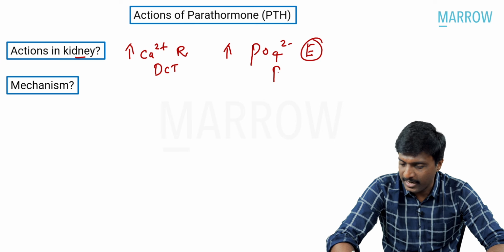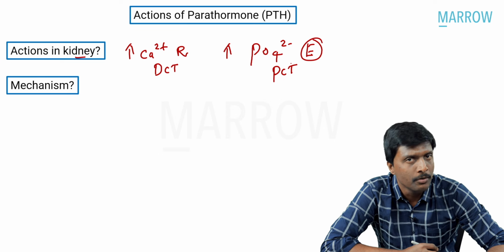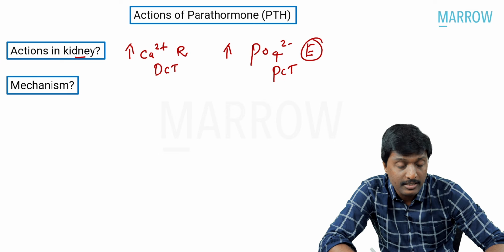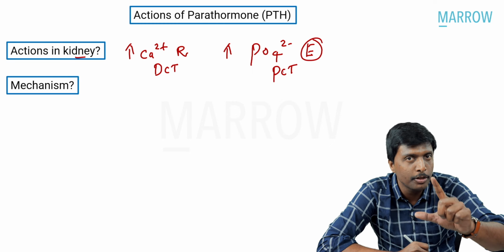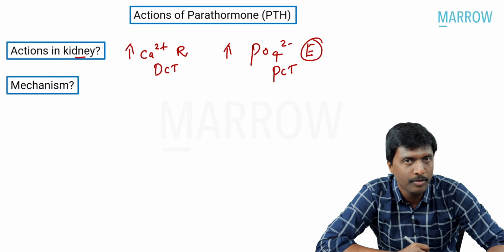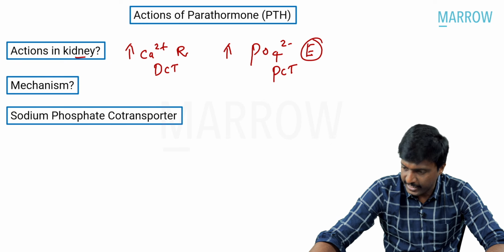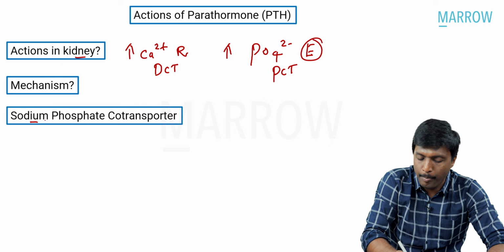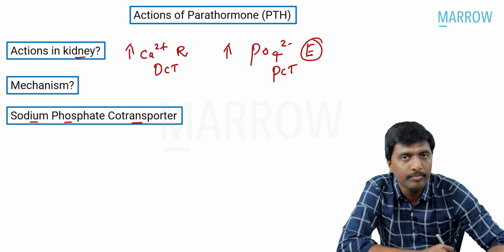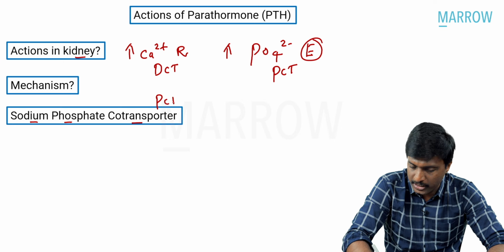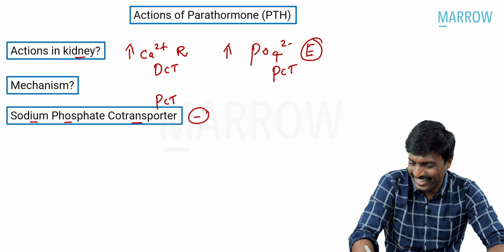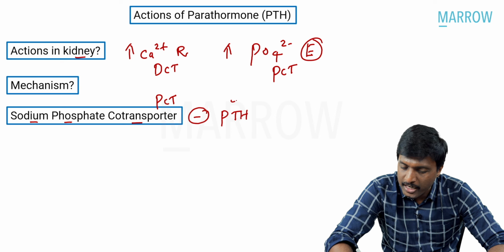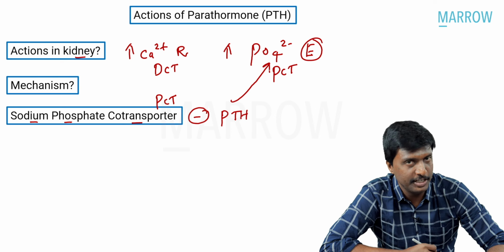This is exclusively at the level of PCT. From the distal tubules, calcium reabsorption. From the proximal tubules, parathormone causes phosphate excretion. What is the mechanism? An important channel protein we call sodium phosphate cotransporter. Where is this found, sir? Proximal convoluted tubule. Remember, this channel protein is inhibited by parathormone, eventually leading to phosphate excretion.